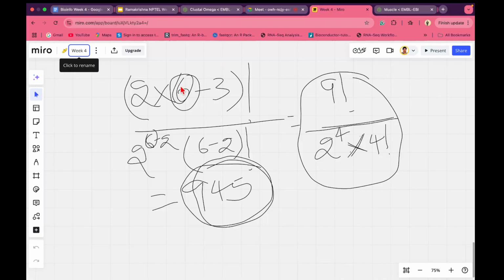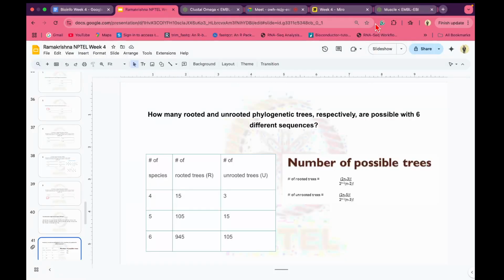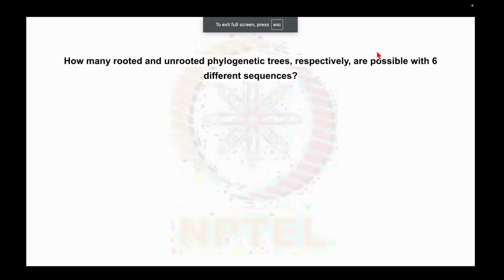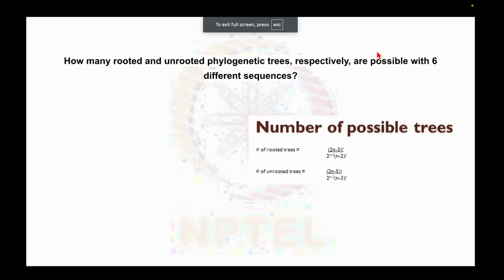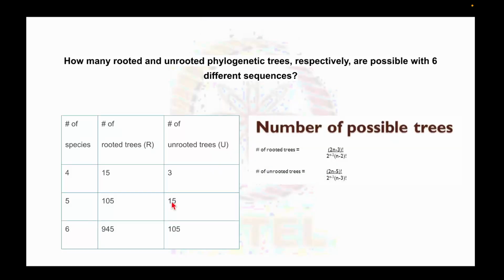So similarly, try to calculate for other sequences. So for the given 6 different sequences, we have 945 rooted trees and 105 unrooted trees.